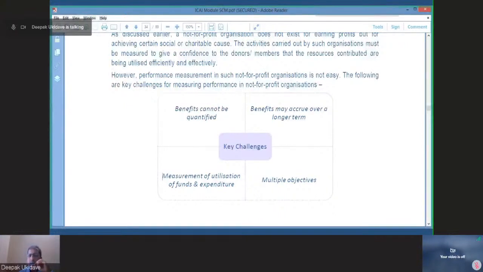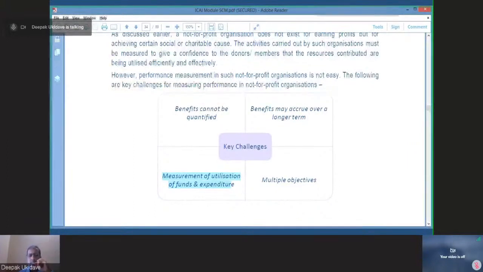The third challenge or bottleneck which is encountered by the management is measurement of utilization of funds and expenditure. How the funds are appropriated for different activities. There may be an MIS report that may be given by the hospital that we have ensured that the funds collected are appropriated like this.